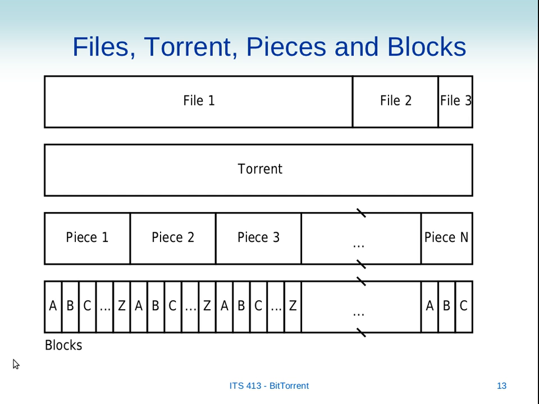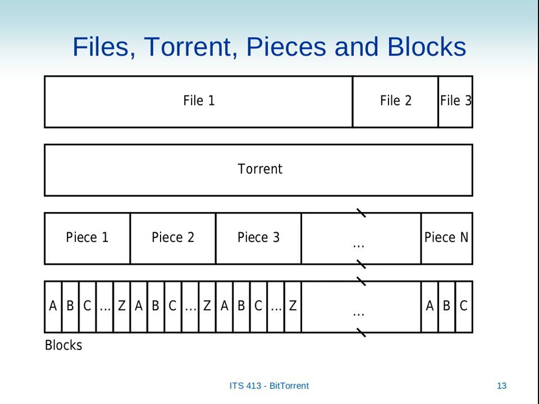That's an example of how we divide the torrent into pieces and blocks. A torrent can be a collection of files. So it may be just one file. In this example, there are 3 files of different sizes. So we combine those 3 files together in the example. That's our torrent. That torrent is divided into pieces, equal size pieces, usually of some predefined size.